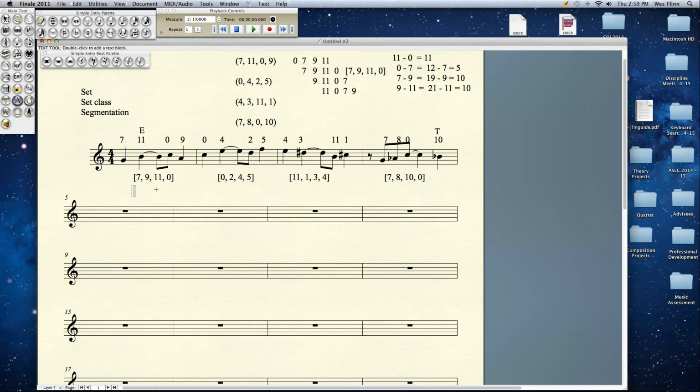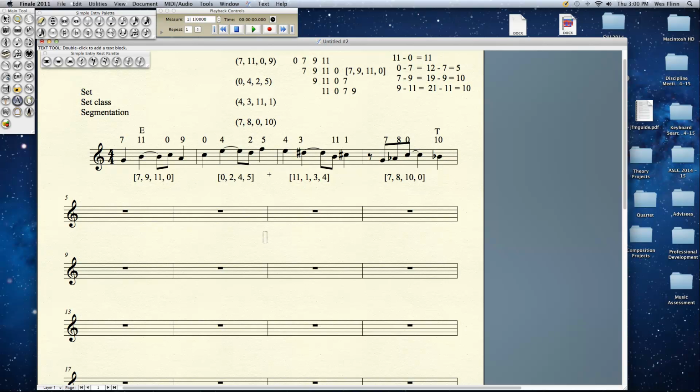Well, what happens if I were to compare the two. 7 to 9. How far up do I go to get from 7 to 9? 2 half steps. How far up do I go to get from 9 to 11? 2 half steps. How far do I go from 11 to 0, from B to C? 1 half step. So 2, 2, and 1 is what we call the interval schema here.